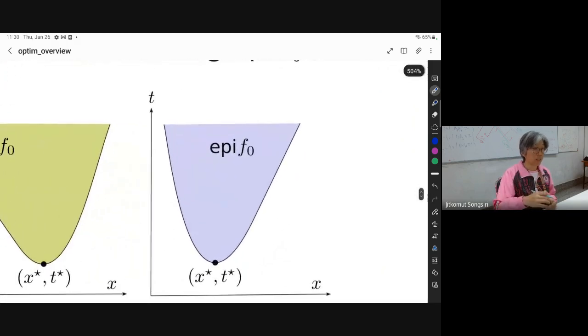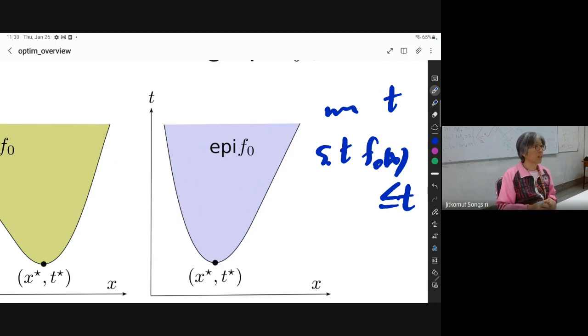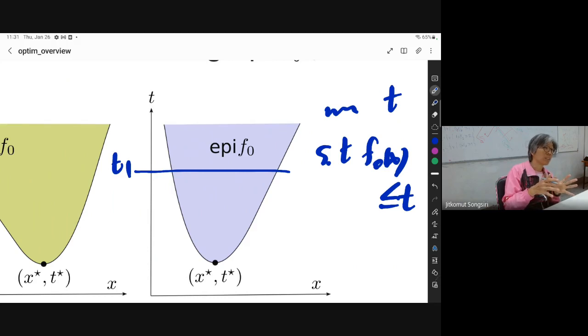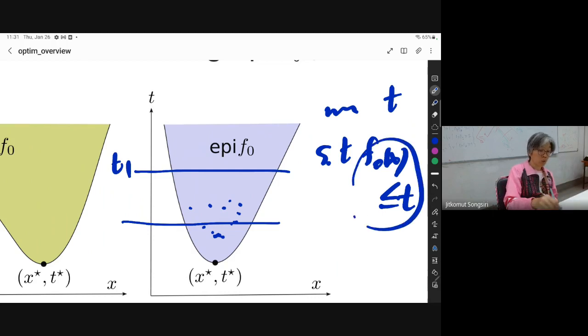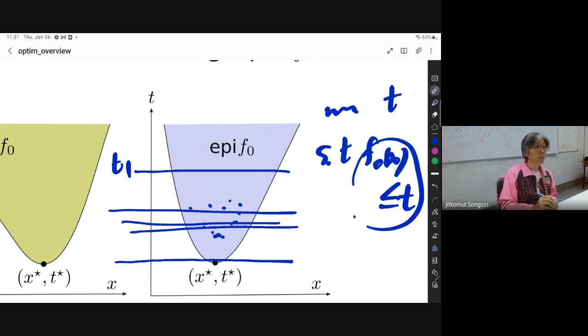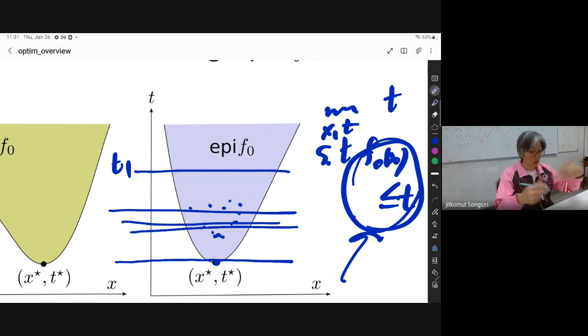Let's take a look at this. Minimize t subject to f naught less than t. The region where f naught is less than t is actually the violet region, the epigraph of f naught. This value of t1 is not optimal yet, because there are a bunch of points here corresponding to a smaller t and still in the epigraph. So I should lower my t, and then you will see that when I hit this point, I'm still in the epigraph, but my t is minimum. When you minimize over x and t, you get the t and also get the x star.